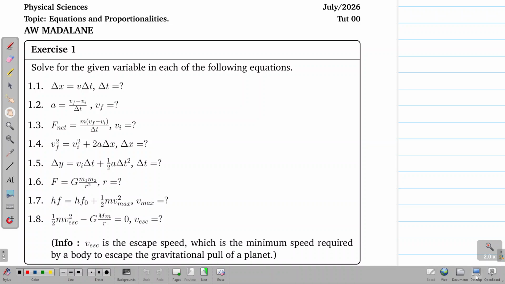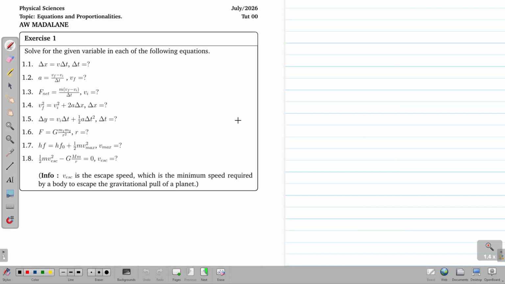All right, so now is the time to pause, and then let me get to it. Let me select a pen, and then let's go for it. Just check that for 1.1, I think it should be easy for you. Delta x is v delta t, implies that we're just going to have to divide by v here. So delta t is delta x over v. Okay, good.